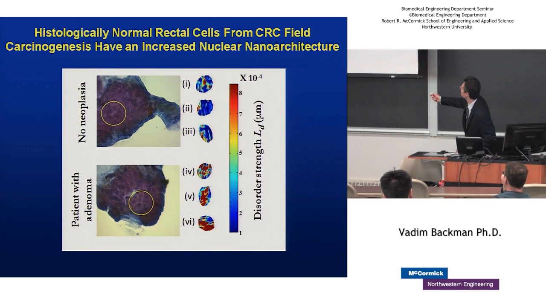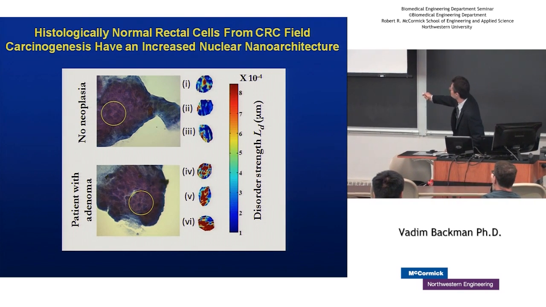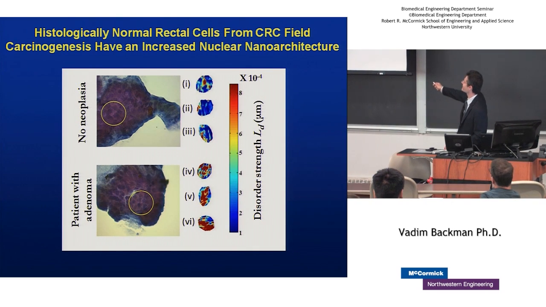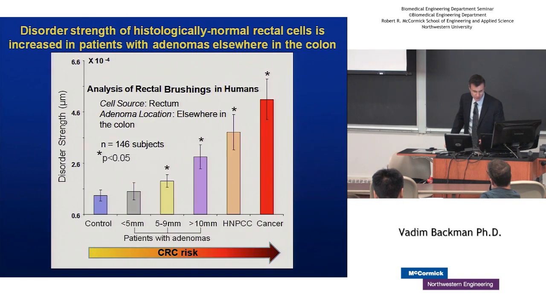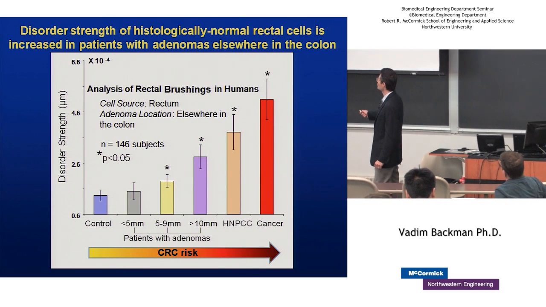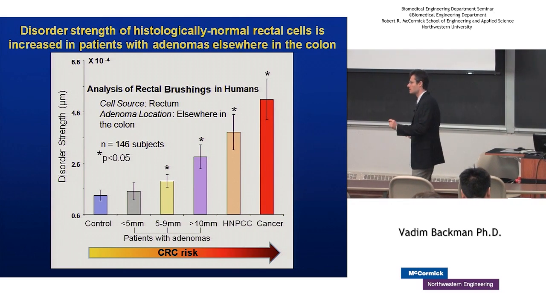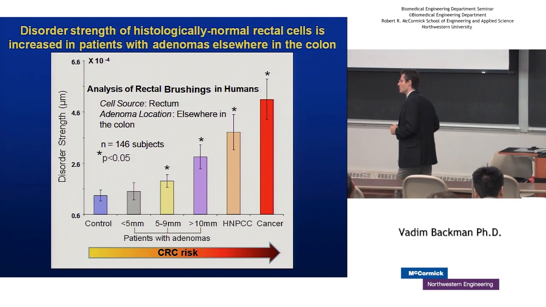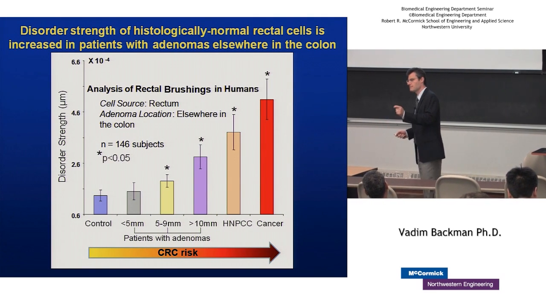There's a few examples of the cells. Control patients, patients with adenomas, you can see there's more red here. And red represents high disorder strength in the nuclei of the cells. And this is kind of the heart of the data. This is disorder strength measured from rectal cells in patients with a different risk of carcinogenesis as assessed by colonoscopy.